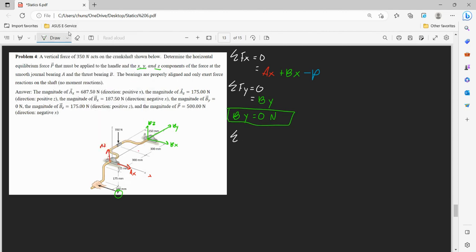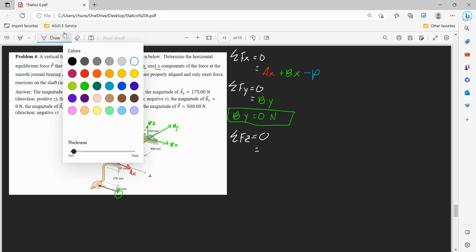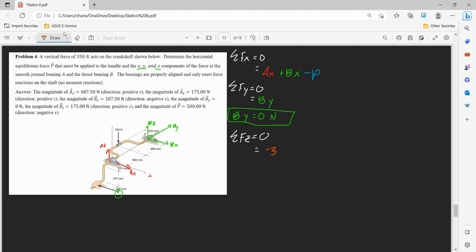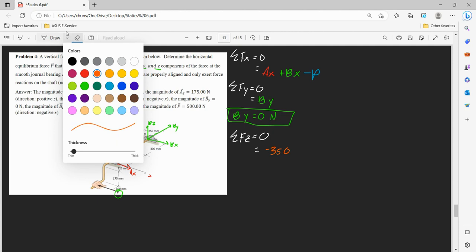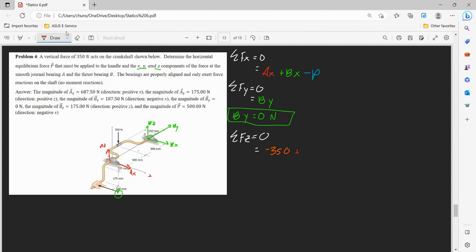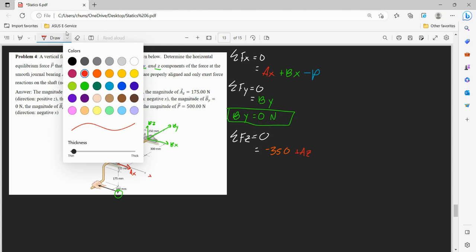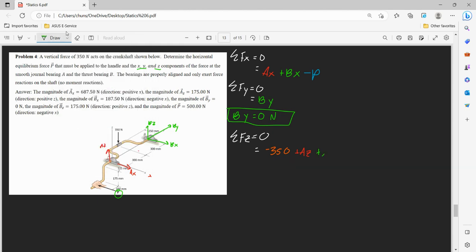Okay, and our sum of Z is equal to 0. So then that is our negative 350 newtons, which is given to us, and then we have positive AZ and positive BZ. And yeah, that's pretty much it. So that's it for our force reactions. And now let's do our moments.